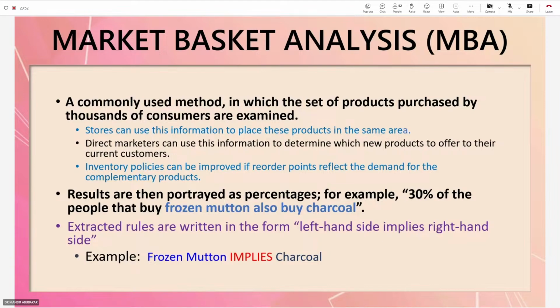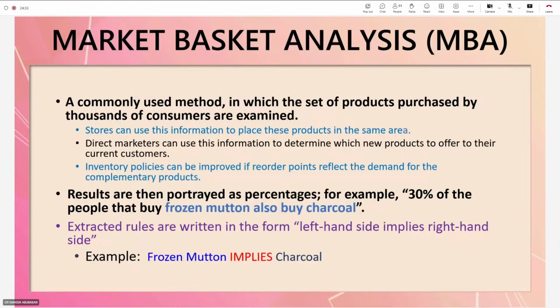So this result is then portrayed as a percentage. At the end of the day, we say, out of let's say 10 transactions, 5 of the 10 actually contain purchases of the same items, say Milo or bread. So maybe 50% of the transactions show these purchases. As in the example I gave here, I can say that 30% of the people that buy frozen meat also buy charcoal, because they may need charcoal to roast the frozen meat.